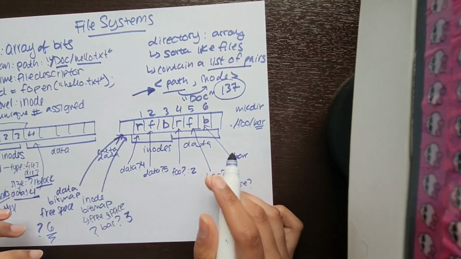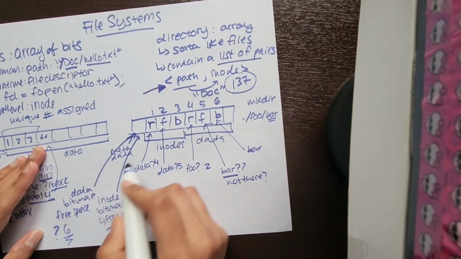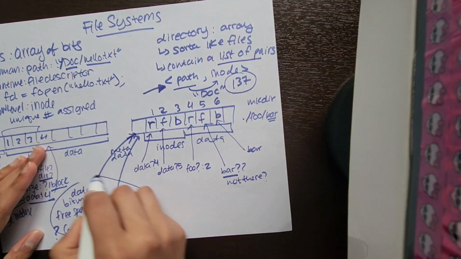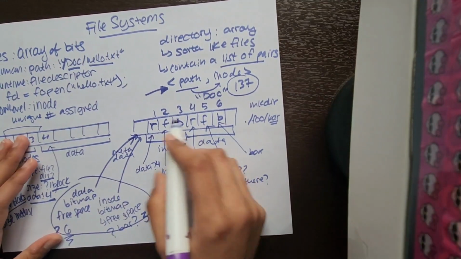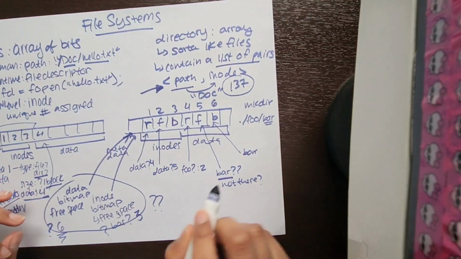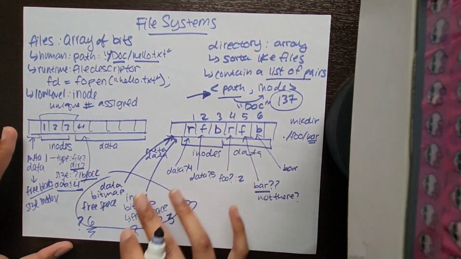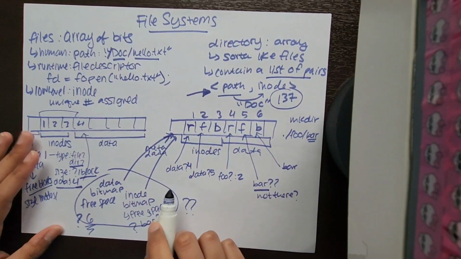So next time if you want to make a new file or a new folder, you would always have to ask the metadata where the free space is available, where you can insert your inode and where you can insert your data. And this is the way files are positioned.